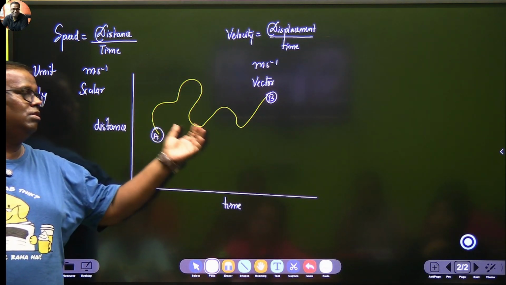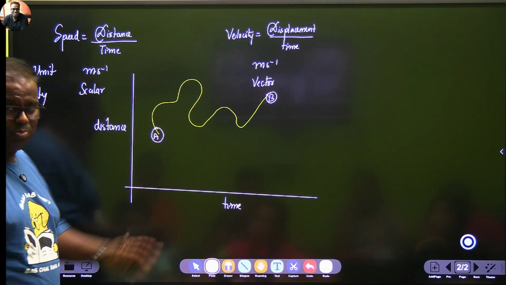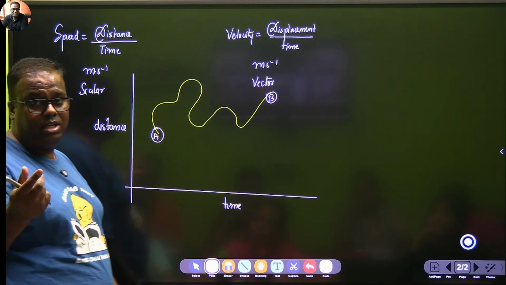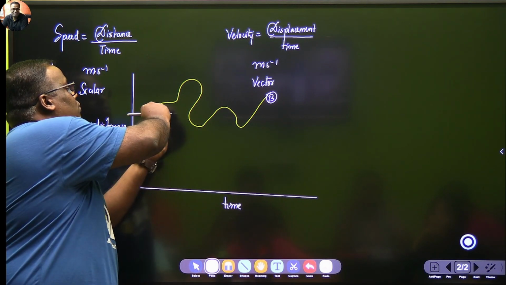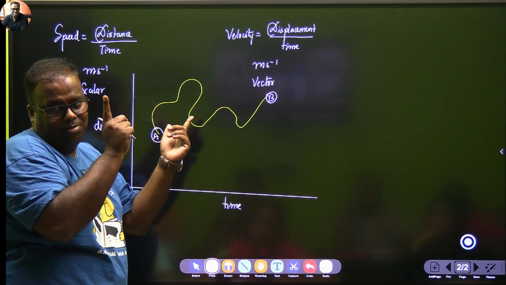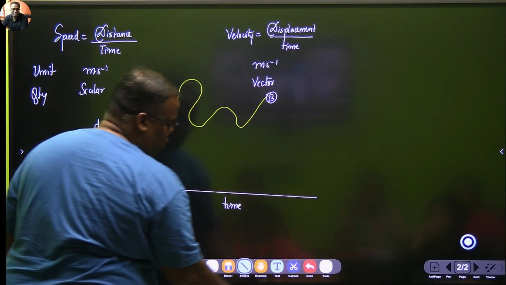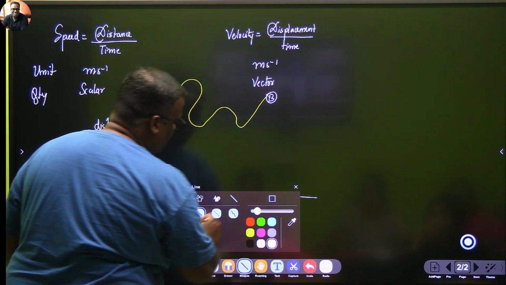A body has traveled from A to B. We want to calculate the speed. How will you calculate the speed in this case? The best way to calculate the speed graphically here would be take a piece of thread and start following this. Because speed is distance traveled by time. मजा आ रहा है अभी समझ में? Speed की definition होती है distance traveled by time taken.